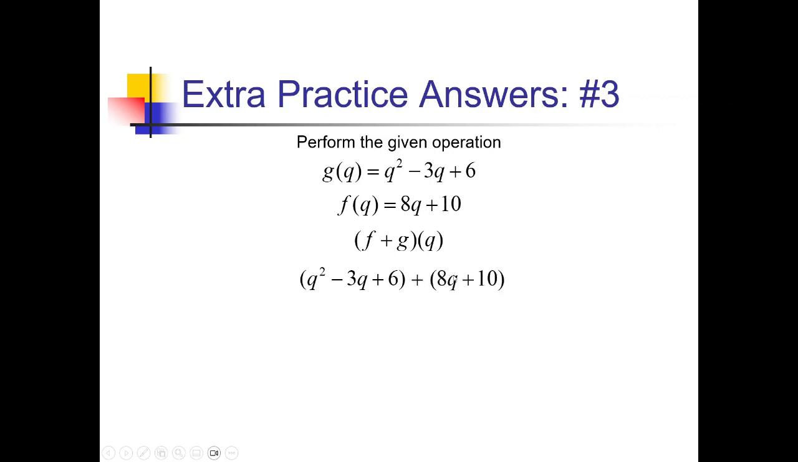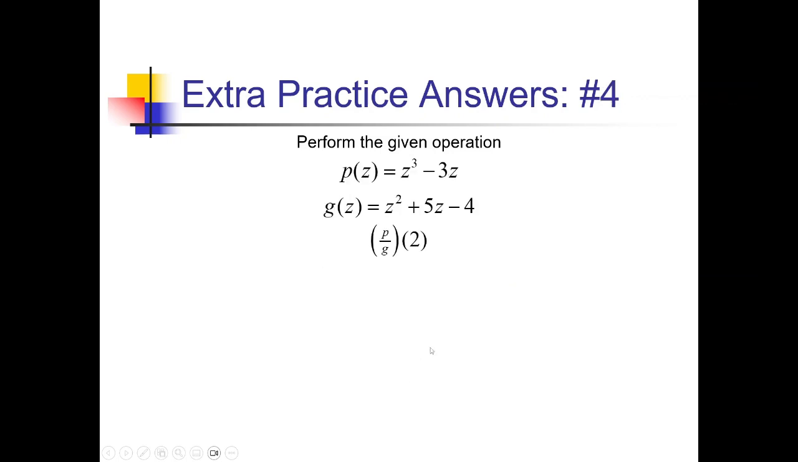I put both of these in parentheses, but I didn't really need to because I'm just distributing invisible positive ones here. So let's just combine like terms and call it a day on this one. Q squared, there's no like terms for that, so that is still whatever it is. We have negative 3q plus 8q, that's 5q, and then 6 plus 10 gives me 16. And that's as good as it's going to get.